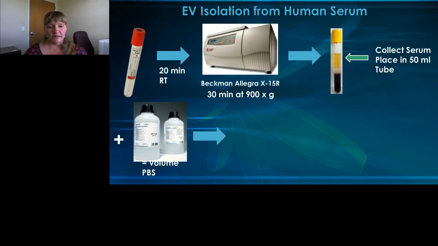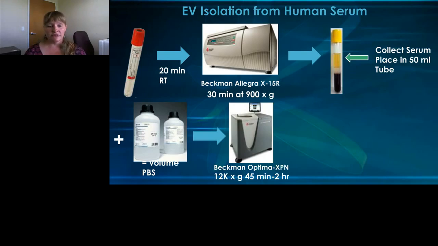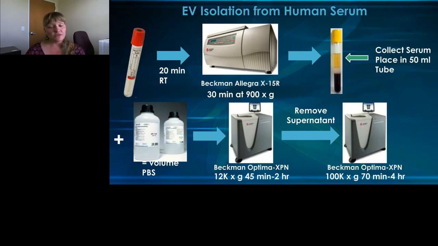The tubes are spun at about 12,000 G for 45 minutes to 2 hours on the Beckman Optima XPN. And then the supernatant is removed. This is where your EVs are, in the supernatant. And then they spin again at 100,000 G for 70 minutes to 4 hours. You have a range there, but definitely going over 4 hours, you might be grabbing too much protein. The pellet that's in those tubes contains the extracellular vesicles.